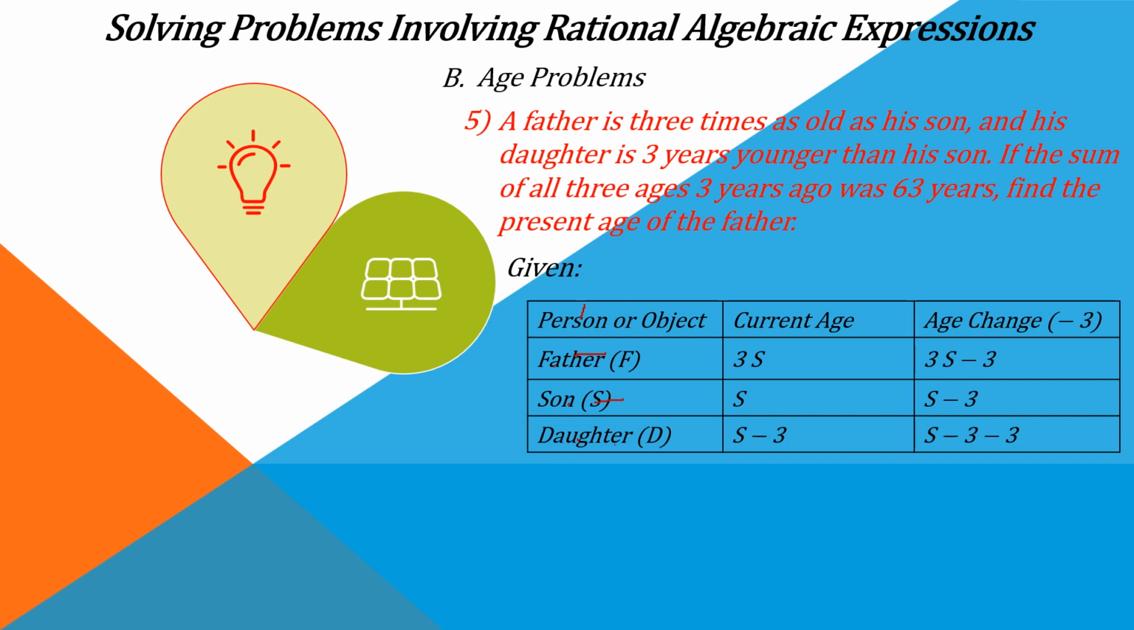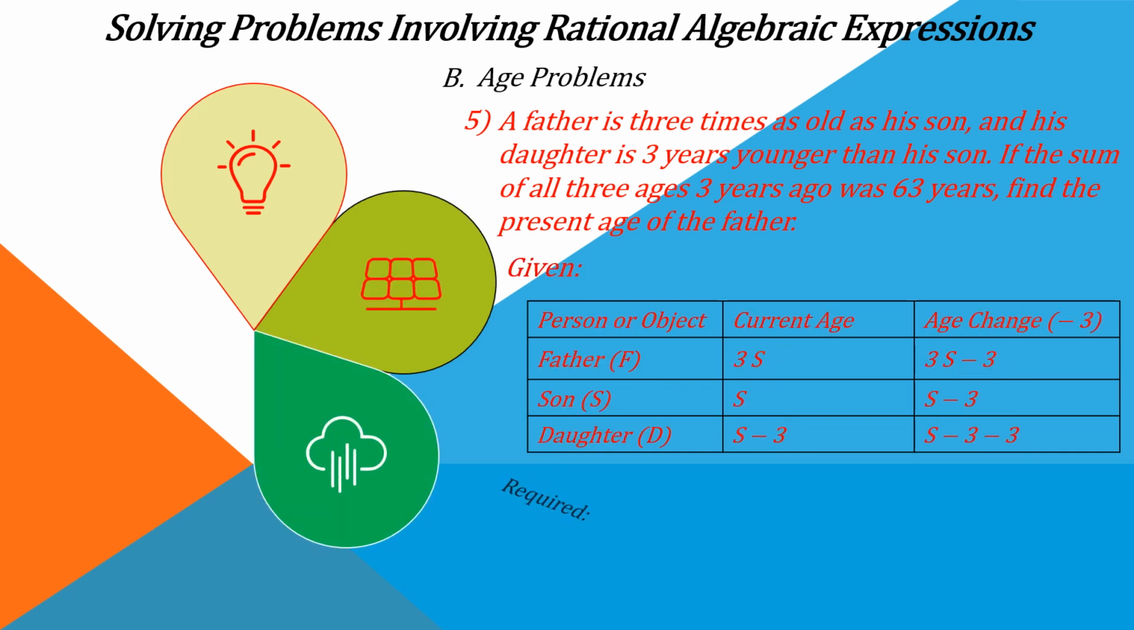And current age, let us say son's age is S. And father's age is, father is 3 times as old as his son, so 3S. And the daughter is 3 years younger than his son, S minus 3. So that is the present condition. And then 3 years ago, the ages of the three are equal to 63. So father's age is 3s minus 3, son's age is s minus 3 because 3 years ago, and daughter's age is s minus 3 minus 3.